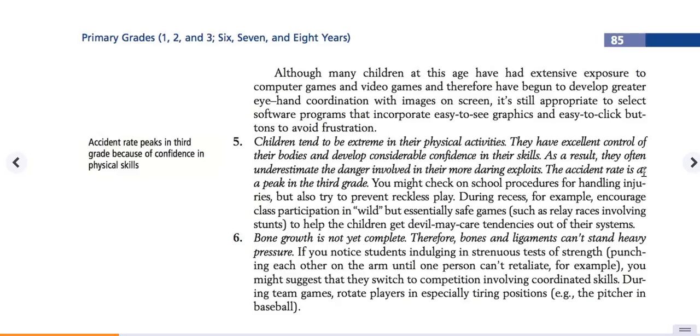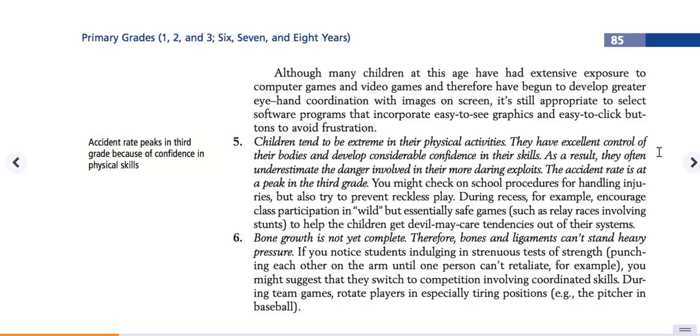Children tend to be extreme in their physical activities. They have excellent control of their bodies and develop considerable confidence in their skills. As a result, they often underestimate the danger involved in their more daring exploits. The accident rate is at a peak in the third grade.